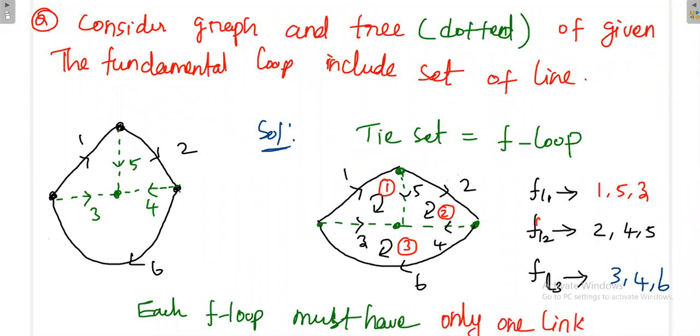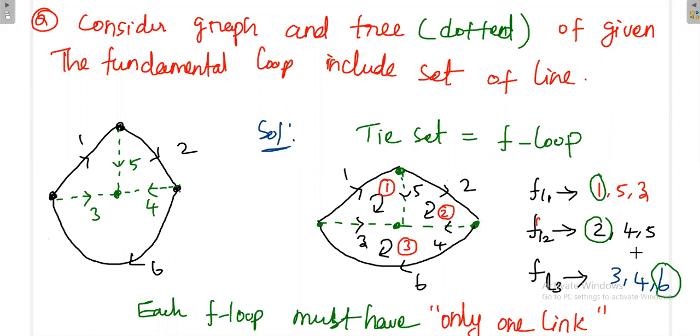Each fundamental loop must have only one link. Out of all these fundamental loops, which are the links? In 1, 5, 3, which one is the link? 1 is the link. In 2, 4, 5, which one is the link? 2 is the link. In 3, 4, 6, which one is the link? 6 is the link. So in a fundamental loop, it must have only one link.